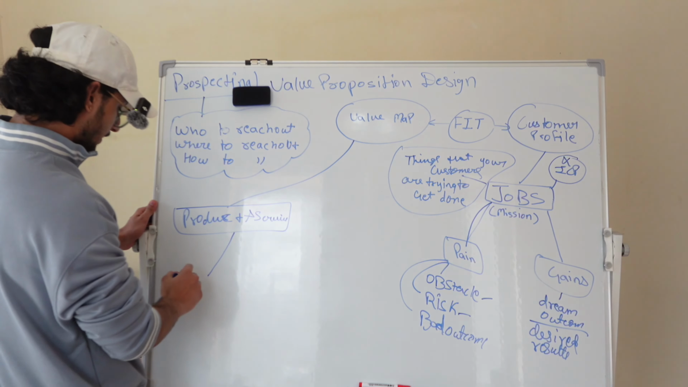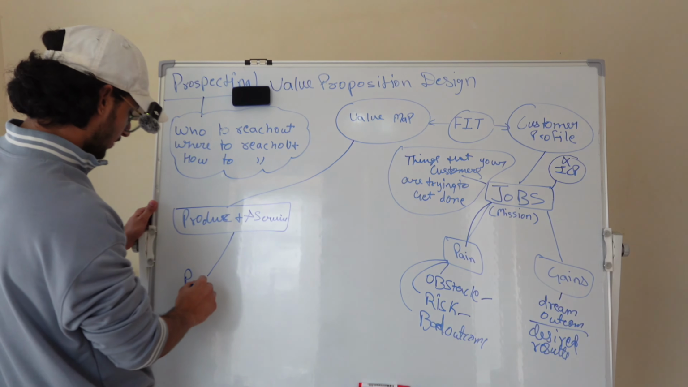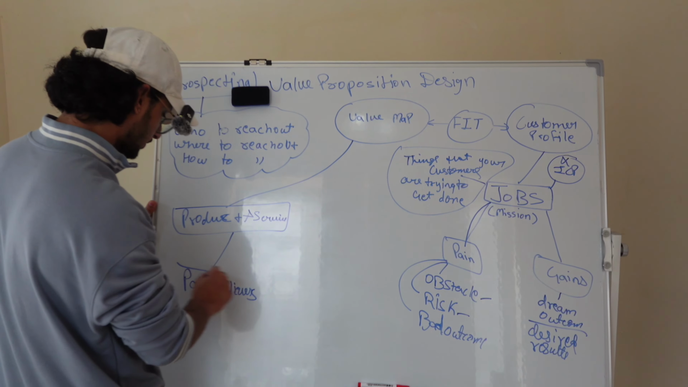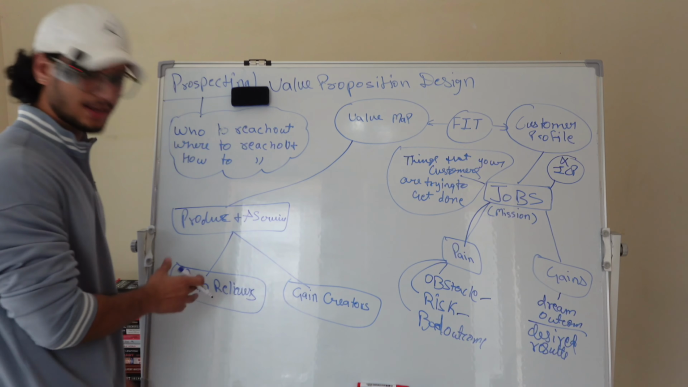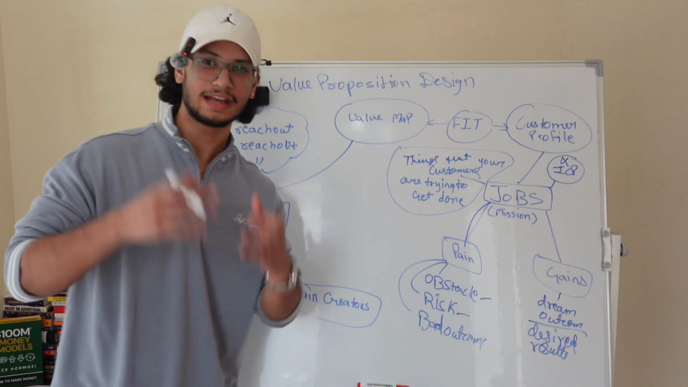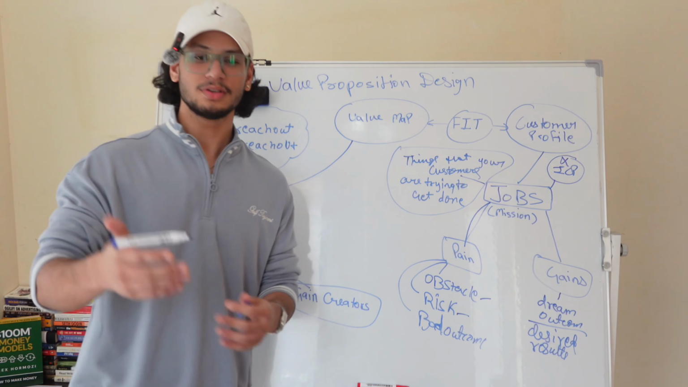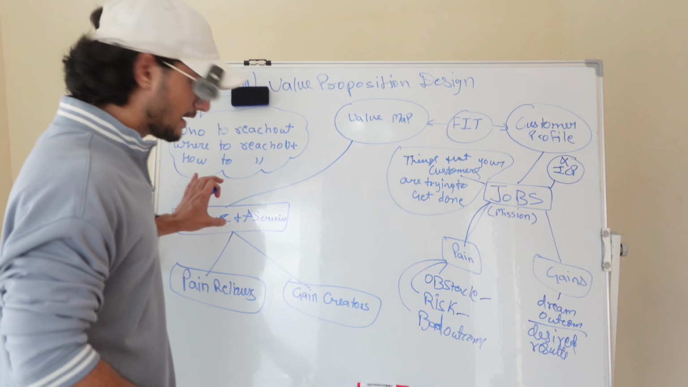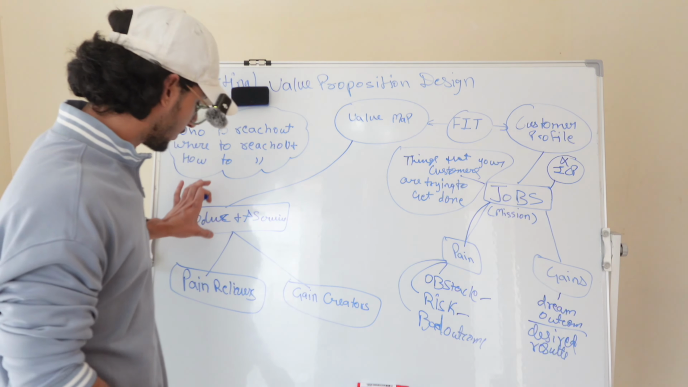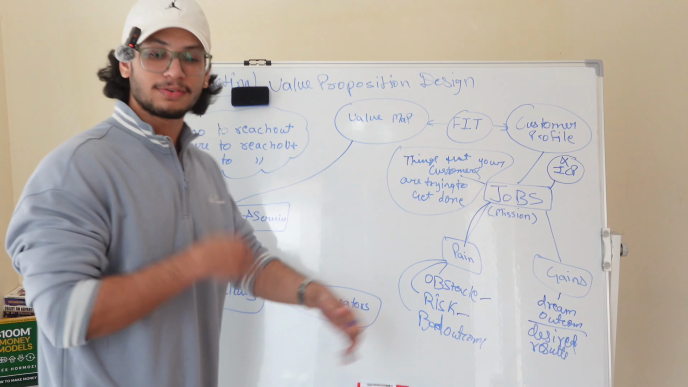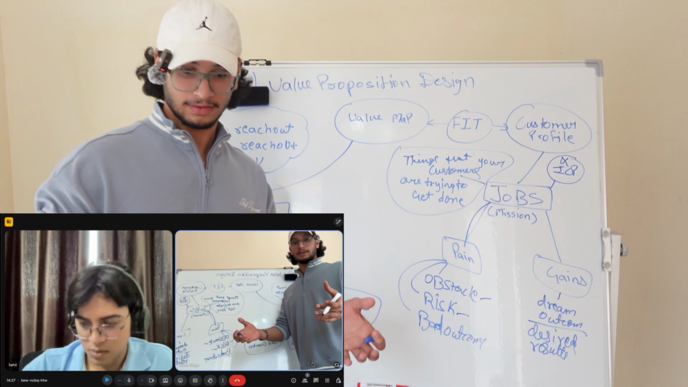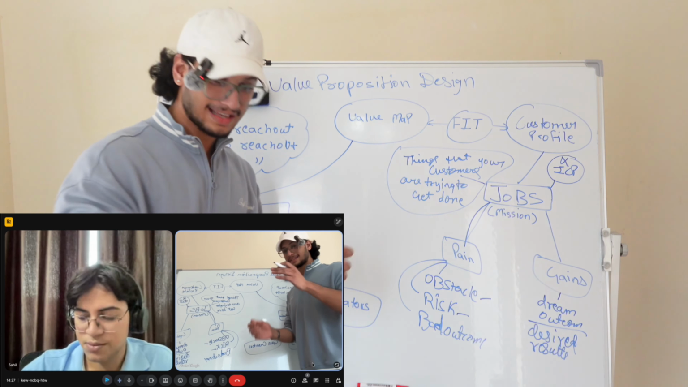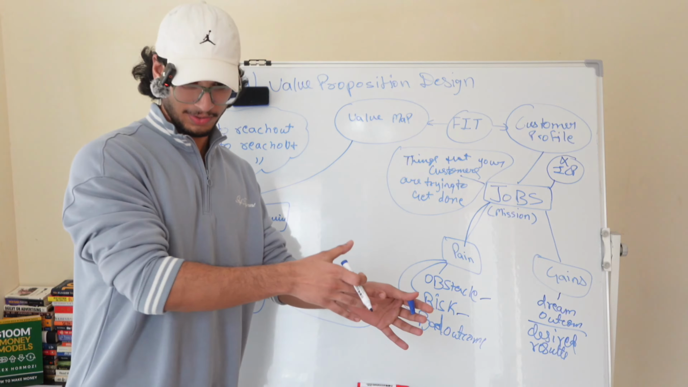After that, this is divided into two parts: pain relievers and gain creators. So when I say pain relievers or gain creators, what comes to your mind is what are the pain relievers of your product and service, and what kind of gain your product and service is creating, right? But this is wrong. This is exactly the opposite of what should be done.